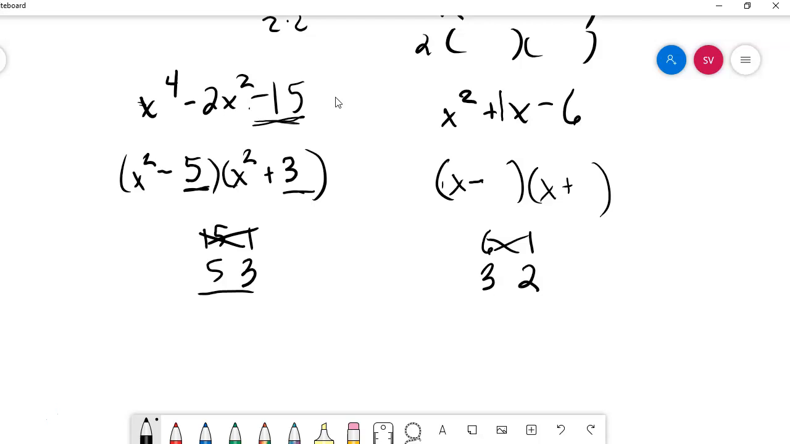6 and 1 is out because you can't add them or subtract them to get a 1, but 3 and 2 you can. Now the question is, where does the 3 go? Where does the 2 go? The larger of the two factors in this case, which is a 3, has to match the sign of the middle term, which in this case is positive. So the 3 goes with the positive, the 2 goes with the minus. And that concludes our 4 scenarios of factoring a trinomial.